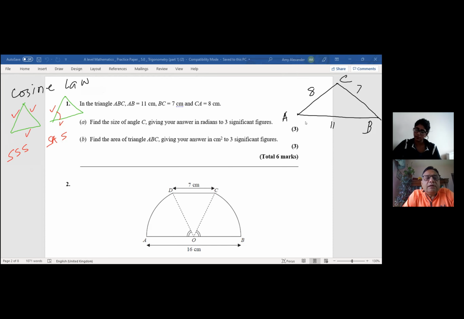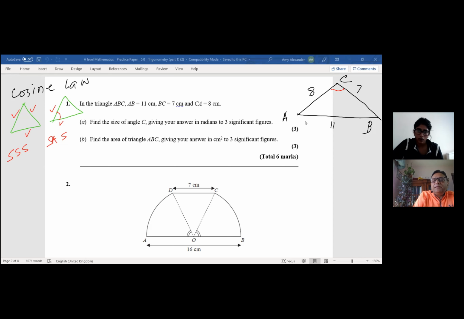Okay, now what are they asking for? As soon as you read the question, it should come to your mind that you will be using cosine law. You get my idea? That is how we have to read the question. Find the size of angle C. So let's mark this angle C, giving your answer to three significant figures. With cosine law, we can directly find this angle C, right? Do you remember the formula? So let's write down the formula first.